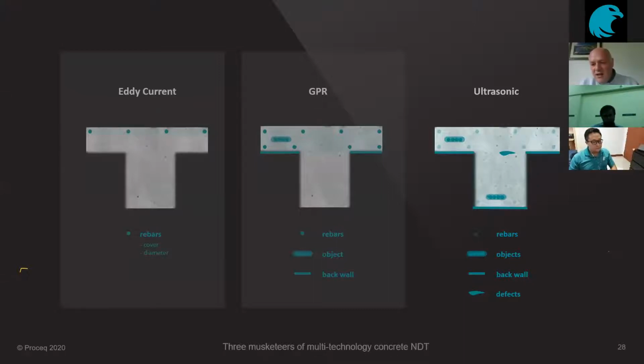It's the ideal technology for detecting defects, so voids, honeycomb, delaminations. Ultrasonic is the best for this. And for deeper objects, we can go much deeper than we can with GPR.